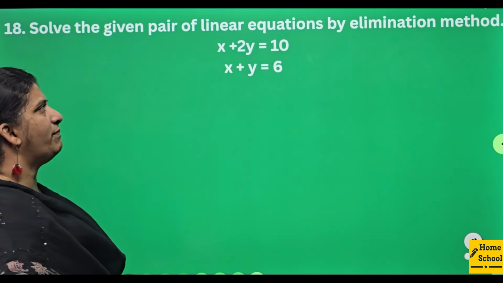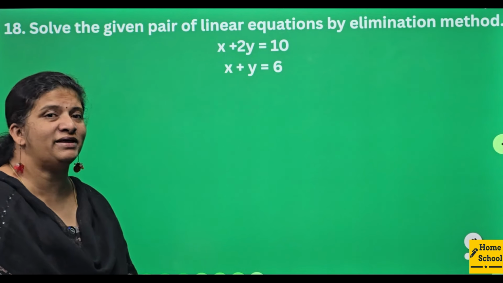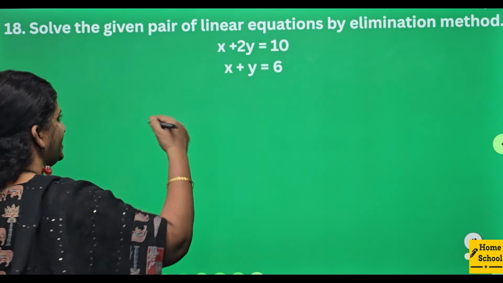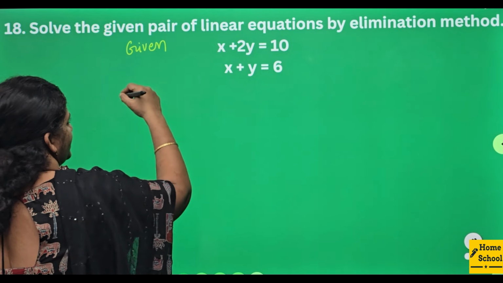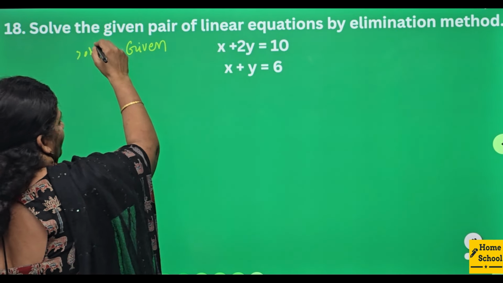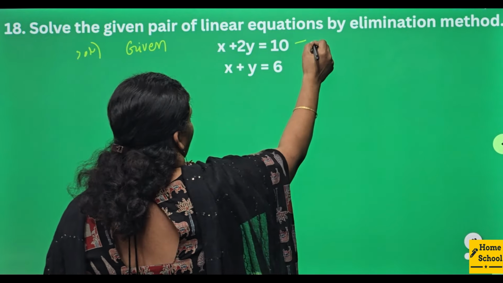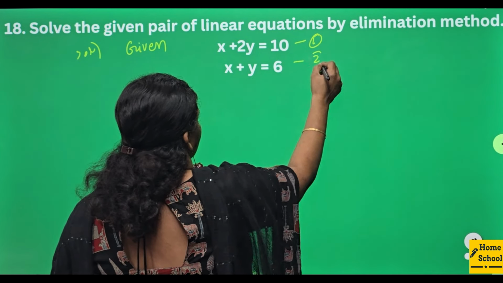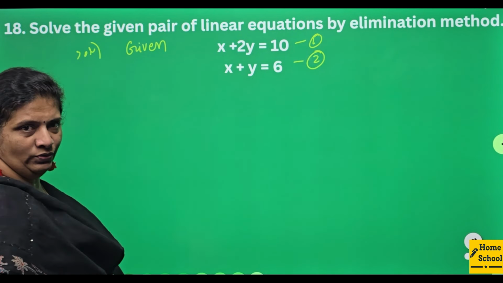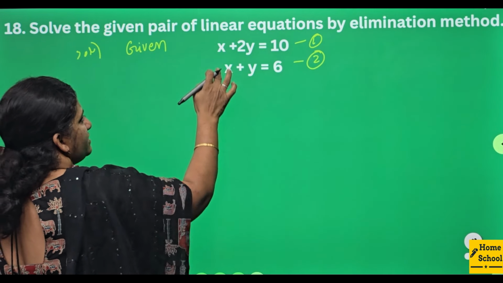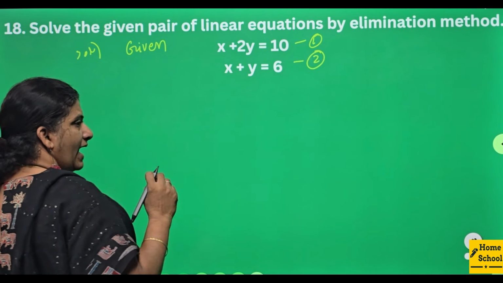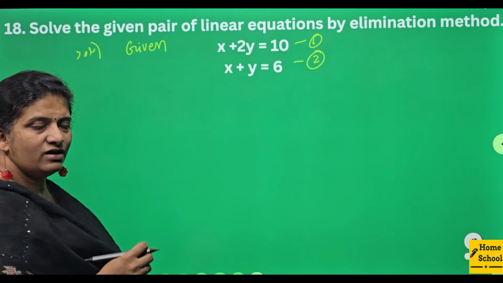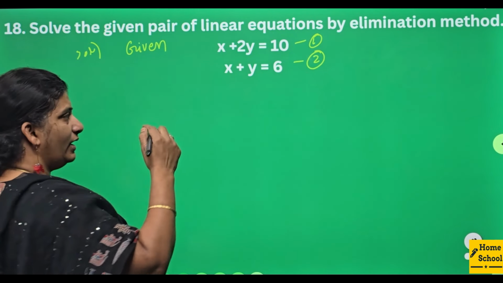18. Solve the given pair of linear equations by elimination method. Yes, first step what we need to write. Again rewrite the equations by saying given x plus 2y equal to 10 and x plus y equal to 6. Mark it 1 and 2. Now next step. Observe the terms properly. X and x both are same. So add or subtract the equations. We need to subtract the equations.